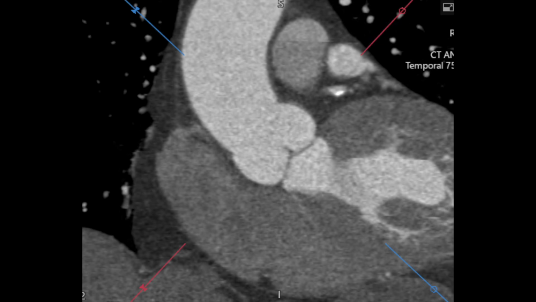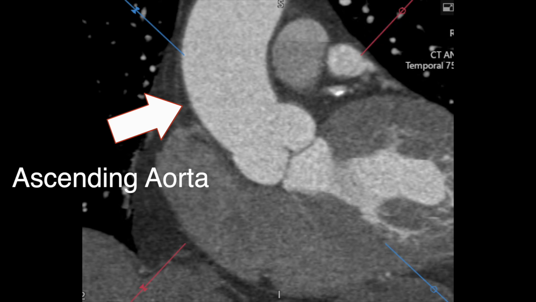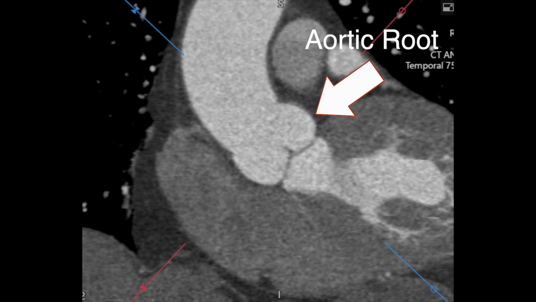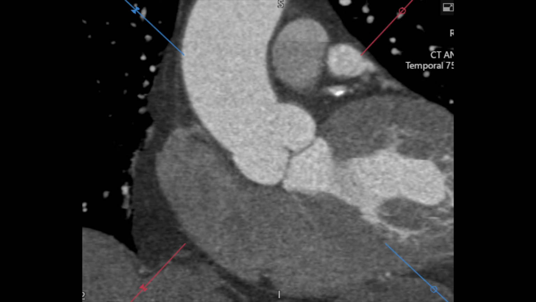I read a CT scan yesterday. This is what it looked like. You can see the ascending aorta. It's the tube-like portion that looks like a garden hose. The aortic root is the very bottom part of the aorta, and it kind of bulges out. And basically, they're treated the same.